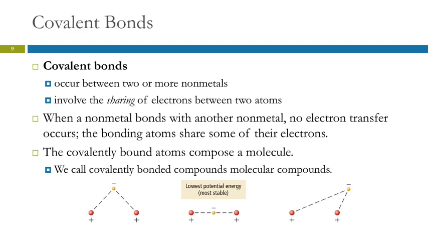We call covalently bonded compounds molecular compounds because they have molecules, unlike ionic compounds that have individual ions but do not have molecules. Any questions?